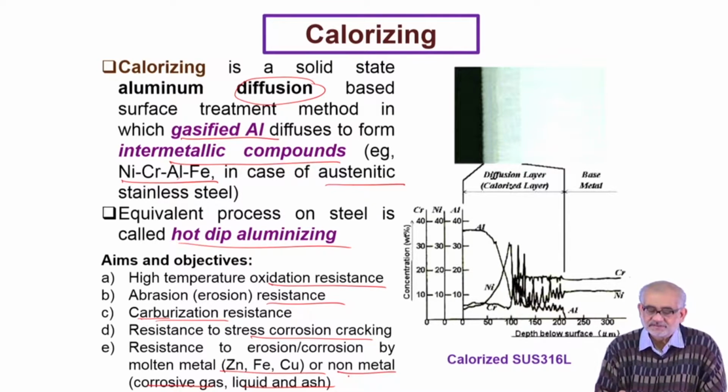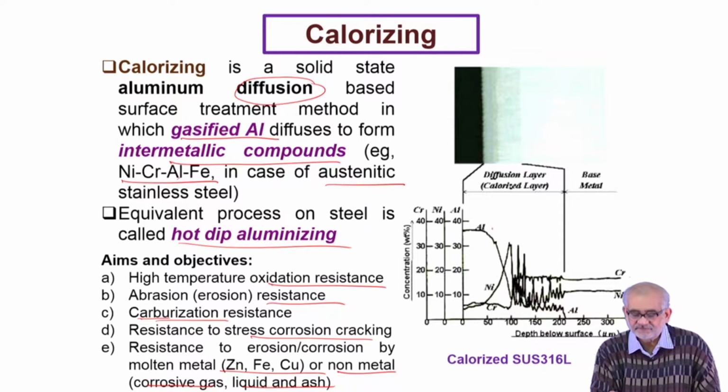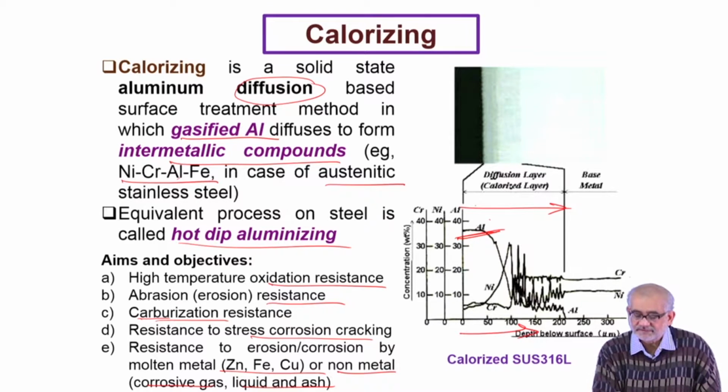So typically a calorized surface will have a very high amount of aluminum. So this is the depth and this is the concentration. Aluminum will be very high. Nickel is generally low, but if you have nickel already in the substrate, that will be fairly high only below a certain layer. So this is the diffusion layer altogether, but within the diffusion layer we see that the surface is enriched with aluminum and has very low content of other elements like nickel, chromium and so on.